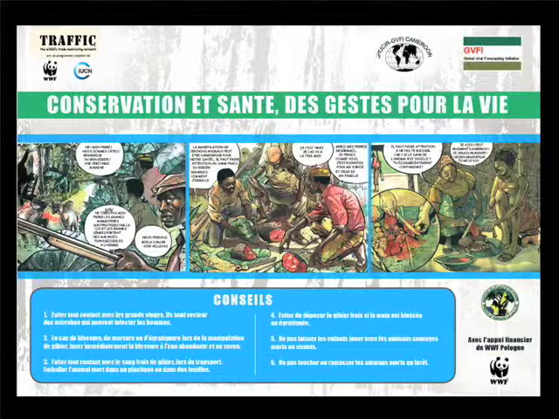This is one of the posters that we created along with some of our other partners in Cameroon. It highlights some of the dangers of bushmeat hunting and butchering and goes through some of the possible mechanisms that you can use to decrease your risk.